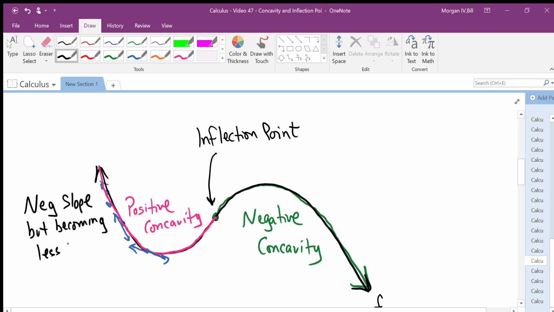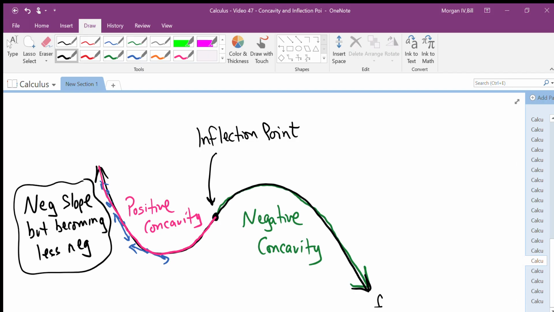Less negative. That is an example of positive concavity. It's a negative slope where the slope is becoming less negative. Less negative means more positive. It's changing from a negative slope into a positive slope, even though it hasn't quite gotten to the positive portion yet. Okay. Positive concavity is also, let's put some more slopes on there.